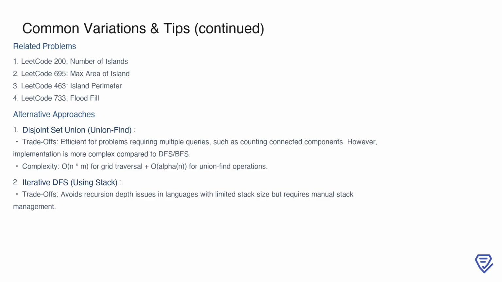Beyond these, it's worth exploring alternative approaches to solving grid-based problems. For instance, using disjoint set union, also known as union find, can be an efficient solution, especially for problems that involve multiple queries, like counting connected components. However, this method can be more complex to implement compared to DFS or BFS. Its overall complexity includes O(n*m) for traversing the grid and an additional O(alpha(n)) for the union find operations, where alpha is the inverse Ackermann function.